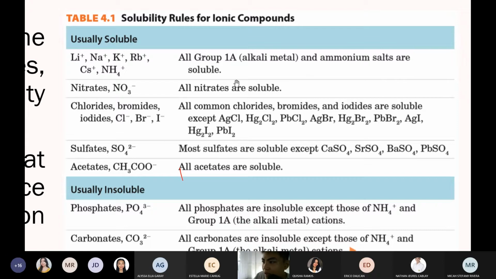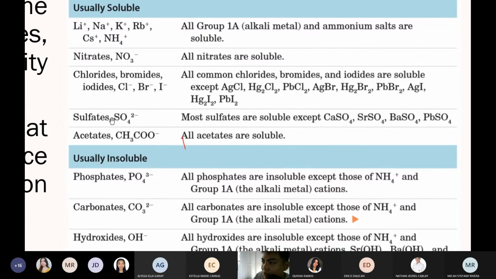Okay? So, yan. Next thing, we have the sulfates. Ang sabi dito, most sulfates are soluble except calcium sulfate, strontium sulfate, barium sulfate, and lead-2 sulfate. Okay? So, ayun. Pag nakita mo yung sulfate naka-partner sa calcium, strontium, barium, and lead, they are insoluble agad. Okay? Ako nakita ko yung calcium sulfate. This is white. Okay. Kulay puti yan.